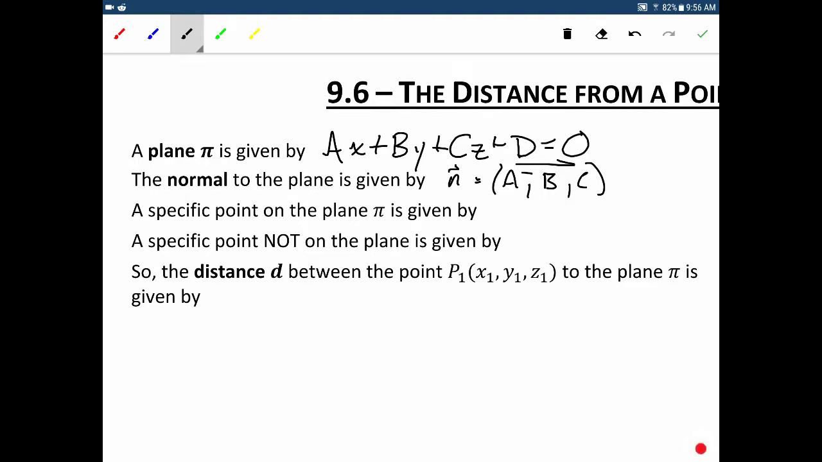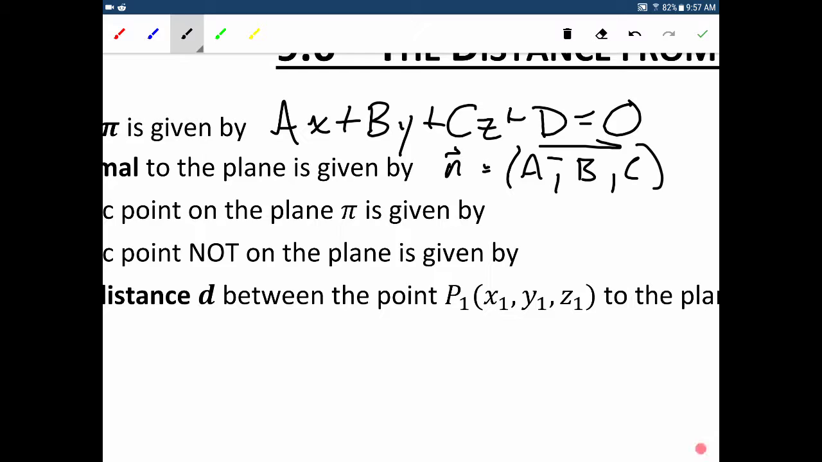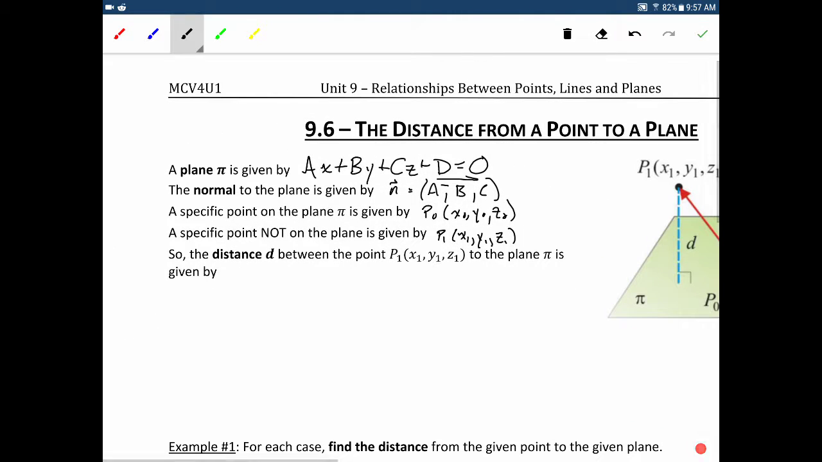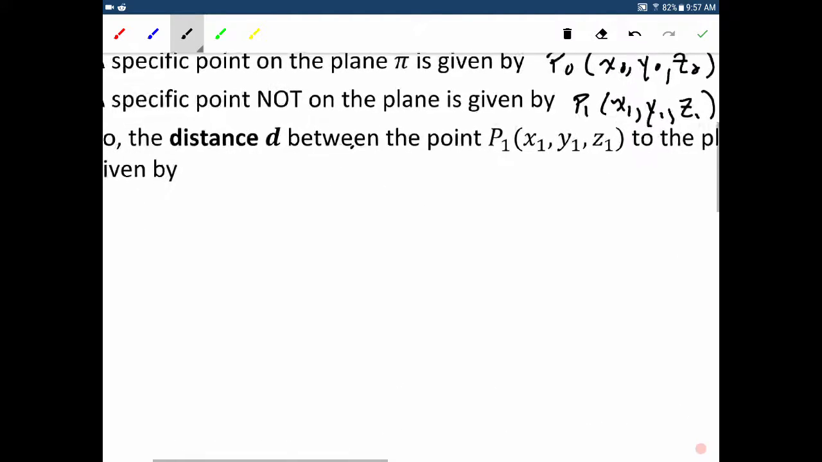So if I have a specific point on the plane, I'm going to call that point P0, so that's our P0, (x0, y0, z0). And then we're going to have a point that is not on the plane, which we're going to call P1, which is (x1, y1, z1). So the distance between that point and the plane is going to be given by the equation.